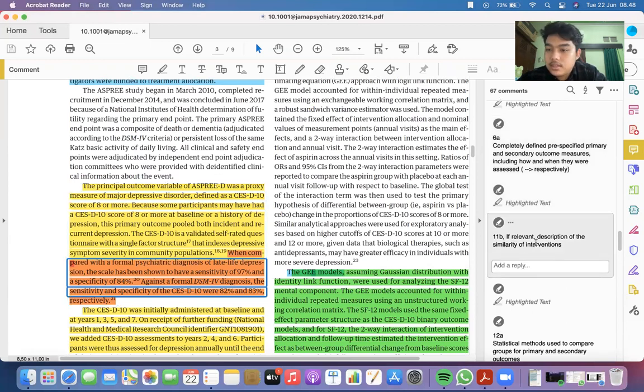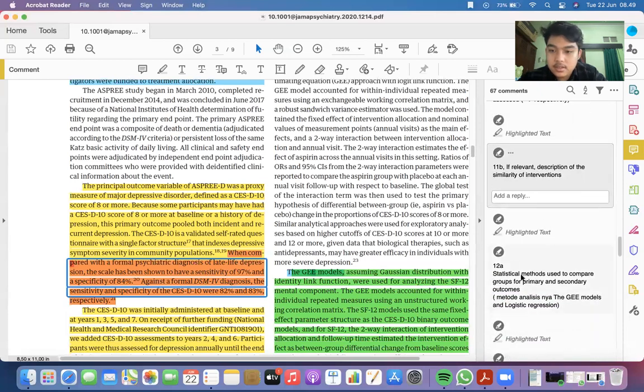11b, if relevant, description of the similarity of interventions. The scale has been shown to have a sensitivity of 97% and a specificity of 84%. Against a formal DSM-4 diagnosis, the sensitivity and specificity of the CES-D10 were 82% and 83% respectively.